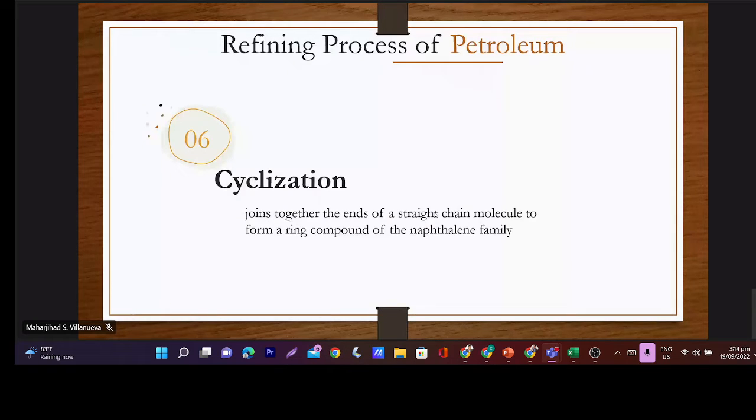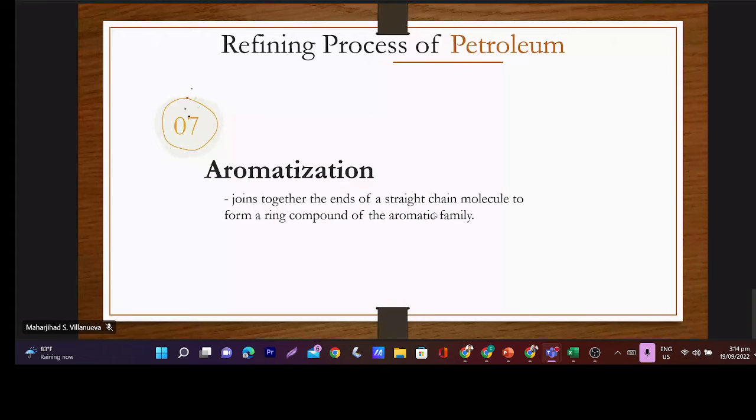Cyclicization joins together the ends of a straight chain molecule to form a ring compound of the naphthalene family. Next, aromatization joins together the ends of a straight chain molecule to form a ring compound of the aromatic family. The main difference of these two is naphthalene have single bonds between carbon atoms, whereas aromatics have both single and double bonds.